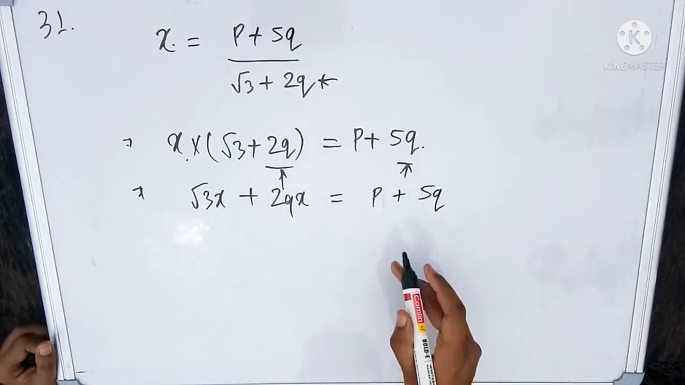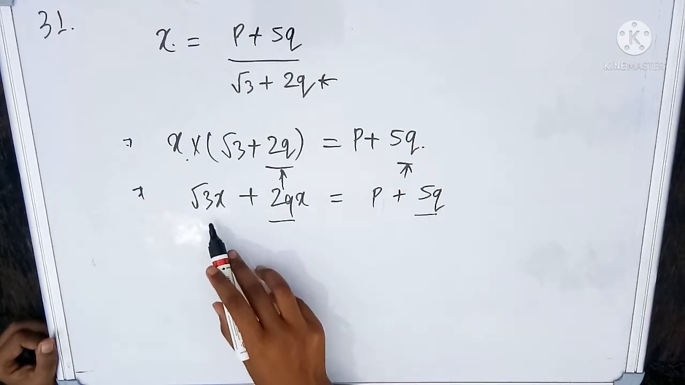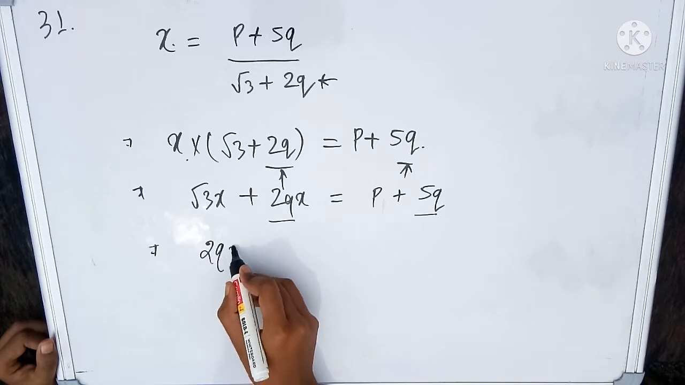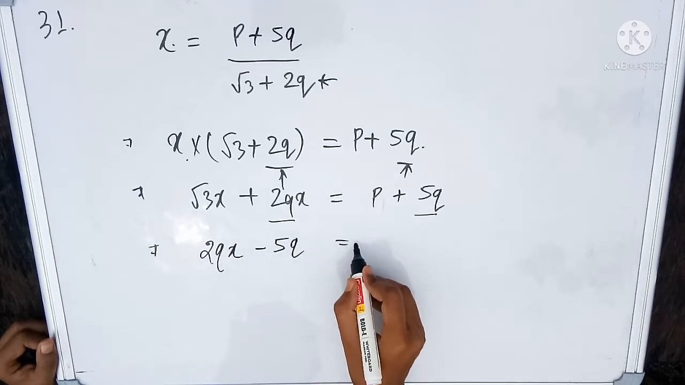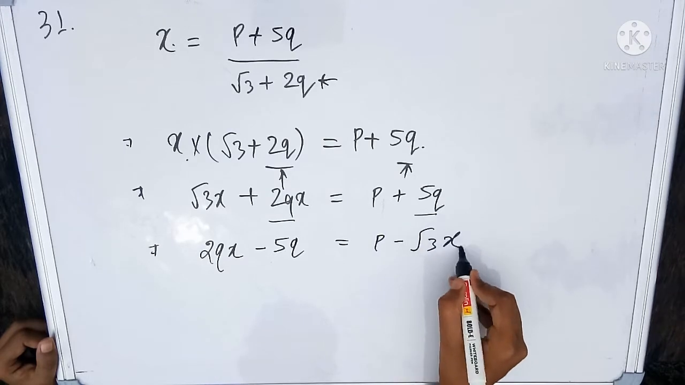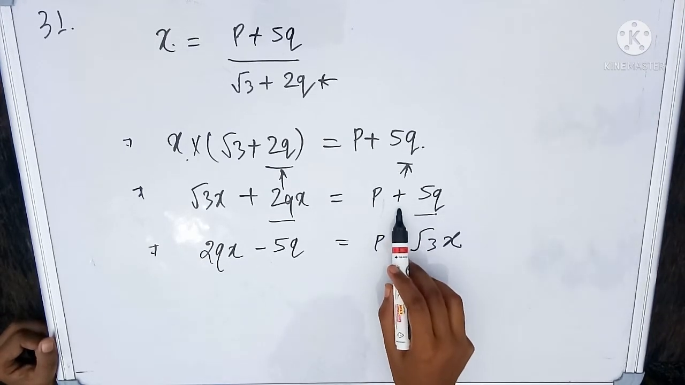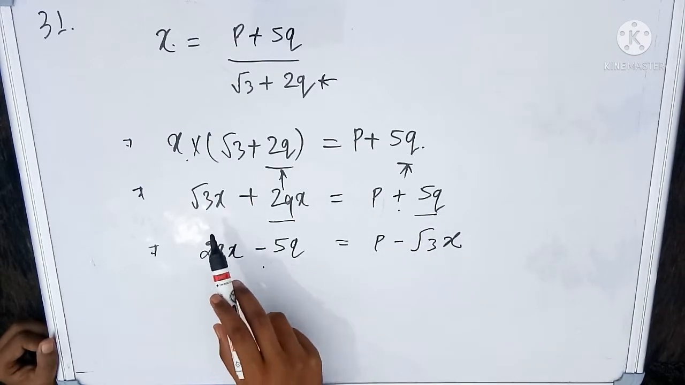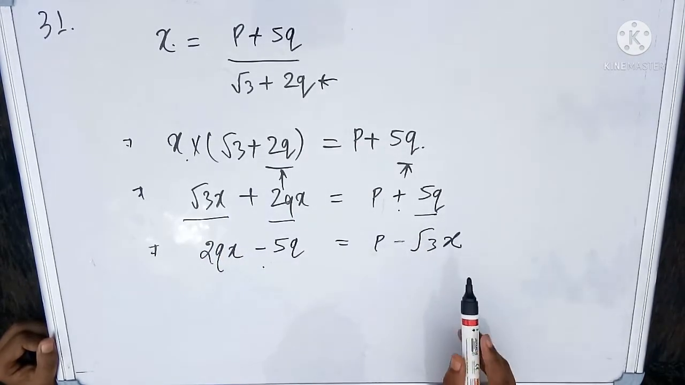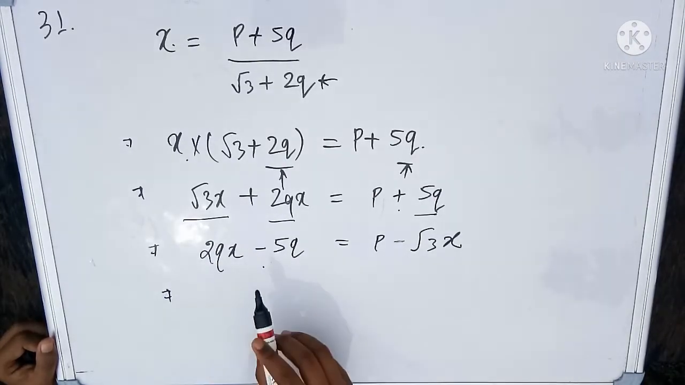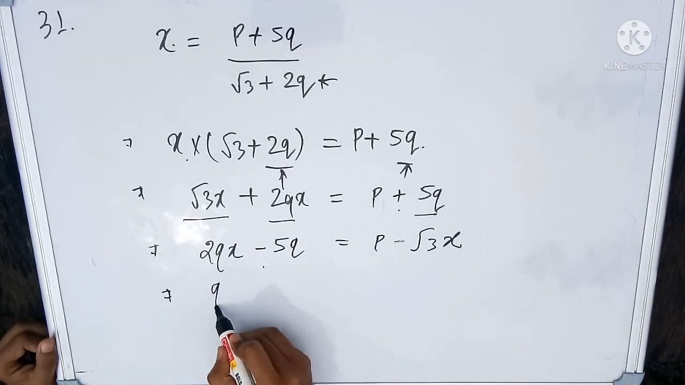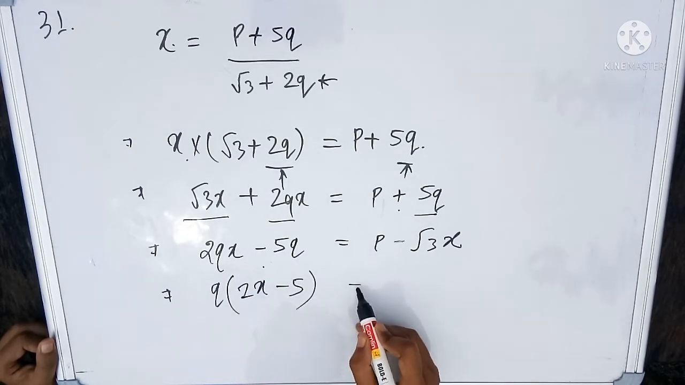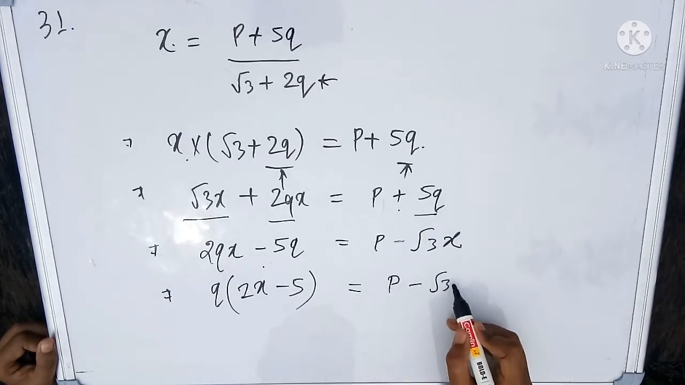Now we have to collect the q terms on the one side and rest of it we have to transfer to the other side. So from here we will write 2qx minus 5q is equals to p minus root 3x. As you see here we have positive sign for 5q and if you transfer then you will get negative, and similarly for root 3x here also we have negative sign. Now we have to take common q. By taking q as a common we have 2x minus 5 is equals to p minus root 3x.